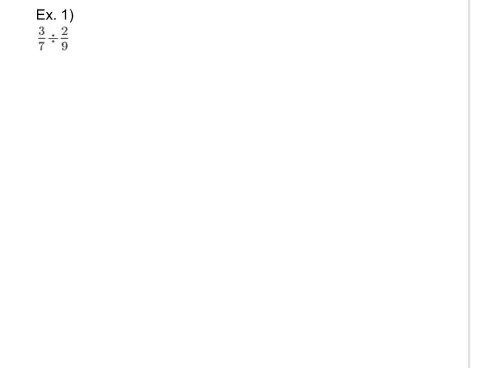Okay, so we have 3 over 7 divided by 2 over 9. So what we do is keep, change, flip. Alright, now let's look at the diagonals. First of all, 3 over 7 is simplified. This is a fraction in its simplest form. 9 over 2 is 4.5, but we can leave it as 9 over 2 for this question.